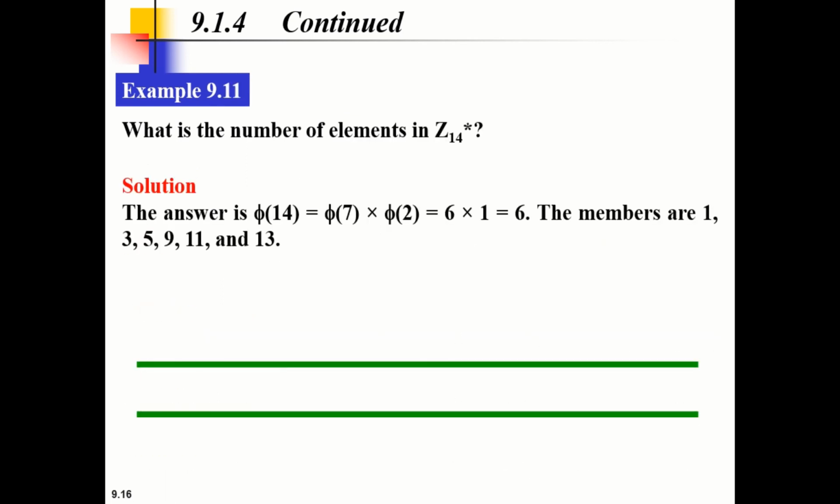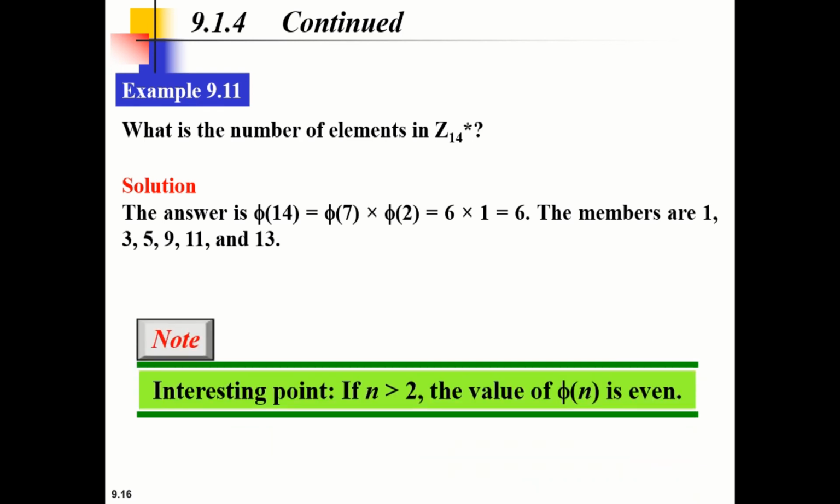Okay, so it says what is the number of elements in Z14? So this is the set of residues, okay, reduced set of residue. So 14 ko we can represent as 7 into 2. So 7 this is prime, this is again prime, they are relatively prime as well. So 7 minus 1 6 हो जाएगा, 2 minus 1 1 हो जाएगा and this will give you 6.